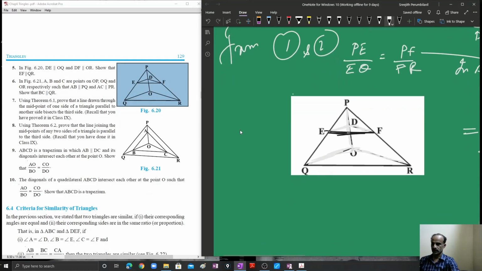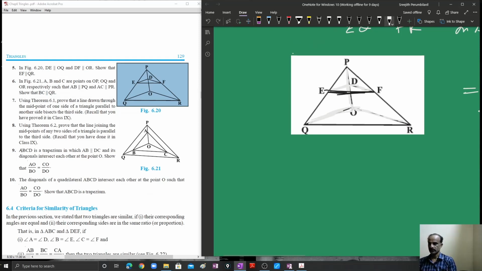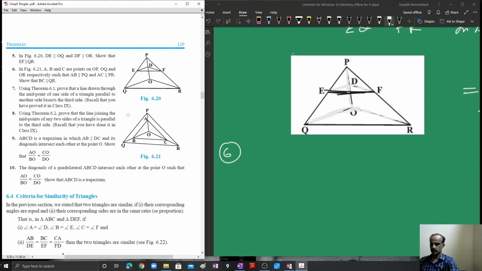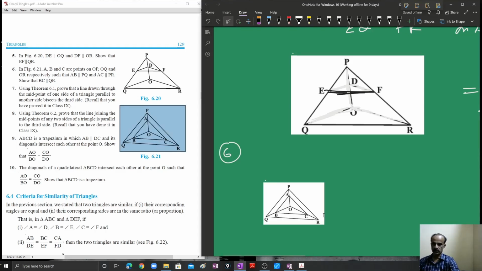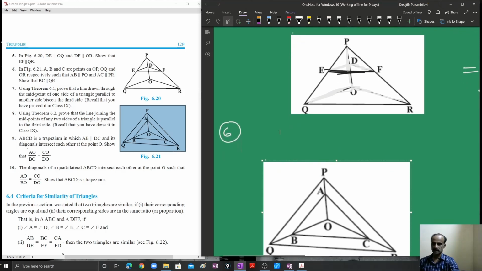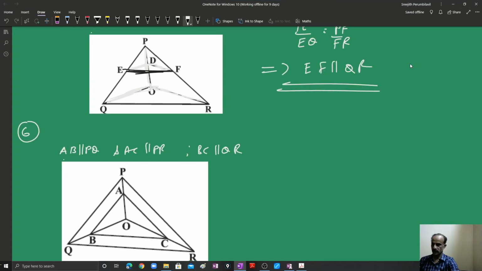Next question. We will go to question number 6. What is the figure given? In figure 6.21, what is the given part? The given part is A, B, C are 3 points. AB is parallel to PQ and AC is parallel to PR. Show that BC is parallel to QR. This is what we have to show.